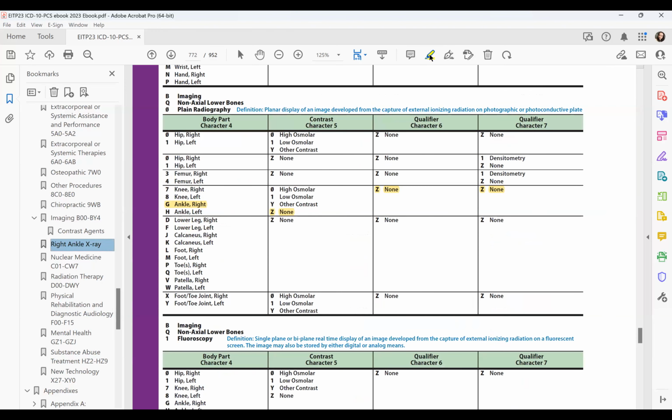Okay, so here we are. We already got imaging, non-axial, in other words, extremities, lower bones, plain radiography. It's our right ankle. Our example had no contrast. There was no qualifier in either character 6 or 7. So it is B, Q, 0, G, Z, Z, Z. Those are our 7 characters.